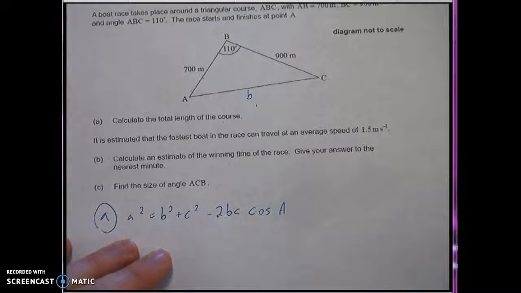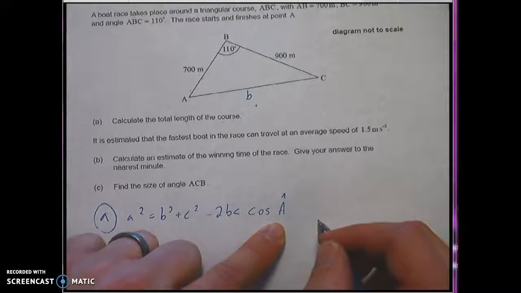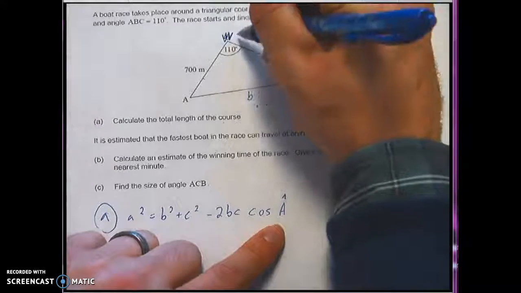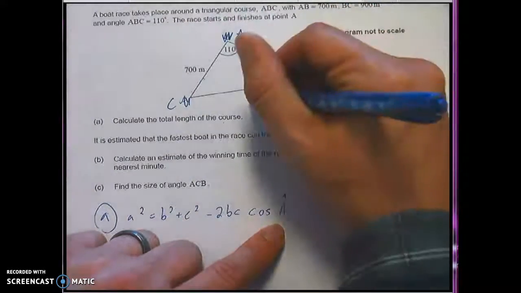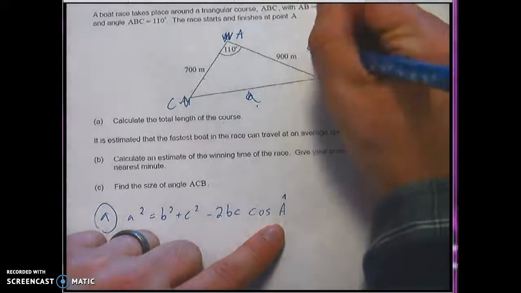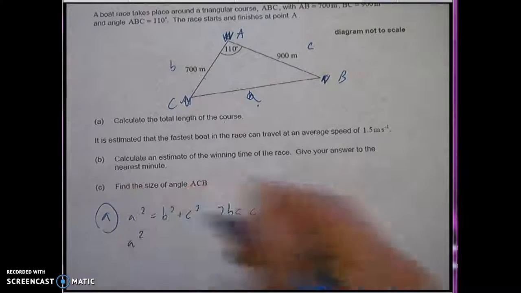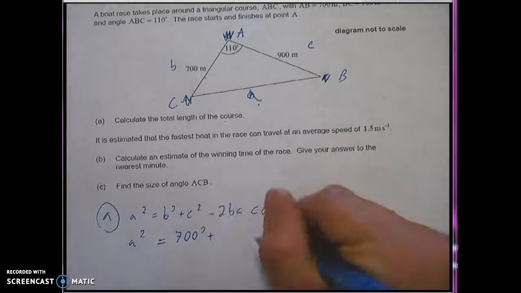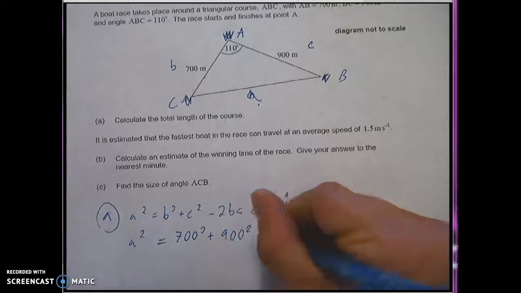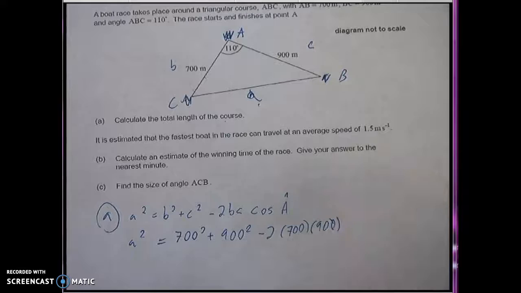Now the trick here, again, is that the included angle has to be the a. So I'm going to come up here and re-letter my picture. That means that this is now an a, this is a lower c, this is lower b. And I'm going to plug in what I know. So a squared, a lowercase a is what I'm trying to find, is 700 squared plus 900 squared minus 2 times 700 times 900 times the cosine of 110 degrees.